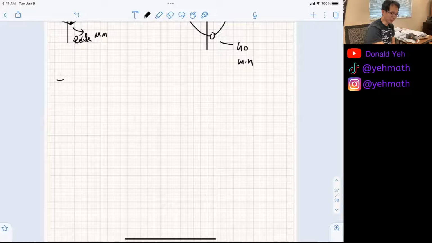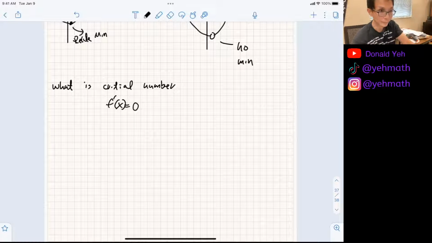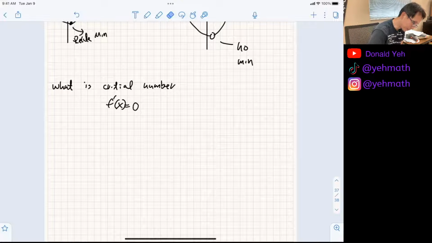The next thing is, what is a critical number? This is a big deal because sometimes the AP exam asks you what a critical number is. A critical number is where f prime of x is equal to 0. Actually, f prime of c, that's better. I might use what the textbook says. And then c is a critical number.